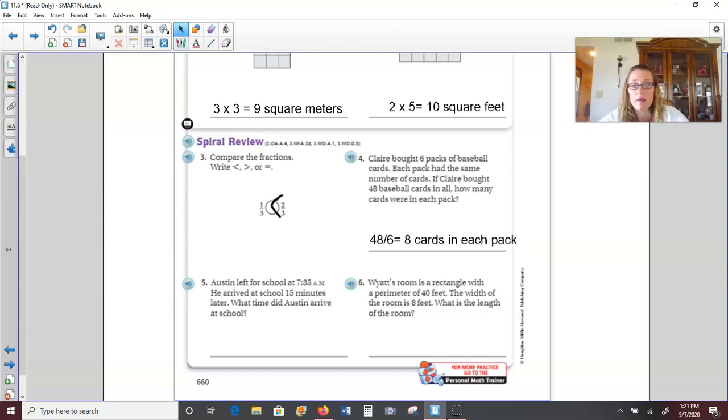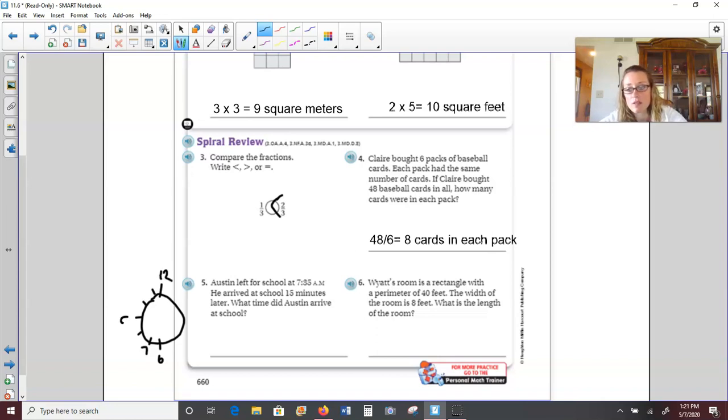where's my pen? Okay, so here's 6, that would be 30 minutes. So then we're at the 7. Here's the 8, the 9, 10, 11, 12. Sorry, I'm doing this quickly. I should have already had this done.